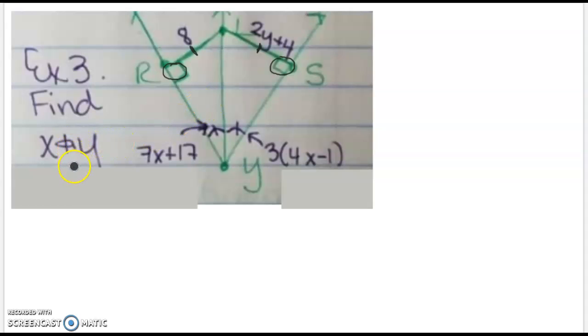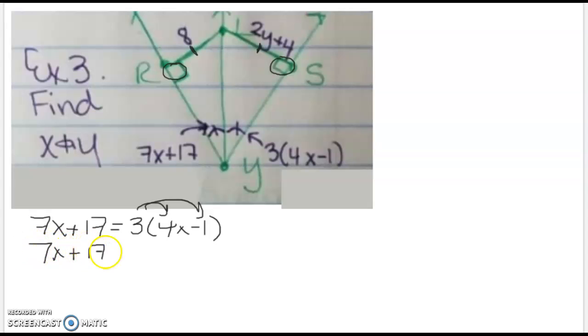Okay, so it says find x and y. So if I look at x, I'm dealing with the angle bisector piece of it, and that means that the angle bisector splits the angle into two equal angles. That means 7x plus 17 is equal to 3 times 4x minus 1. So if I want to use that technique I used in the last example, I have 17 and 7, and I'm looking at 3 here to see if I can divide it out, and I can't because 3 is not a factor of 7 or 17. So I do need to distribute in this problem. 7x plus 17 is equal to 12x minus 3, because I take that 3 and multiply it to everybody inside.